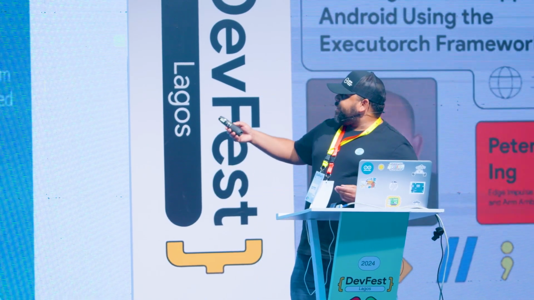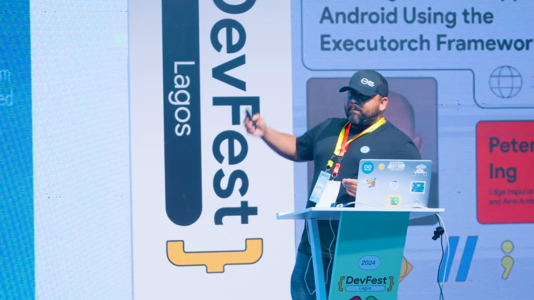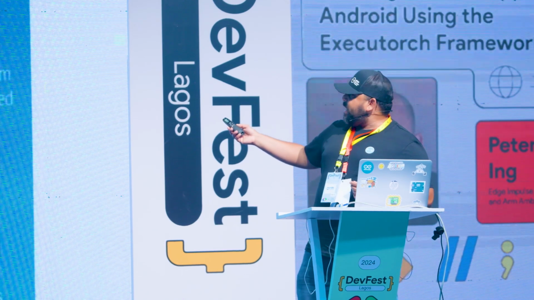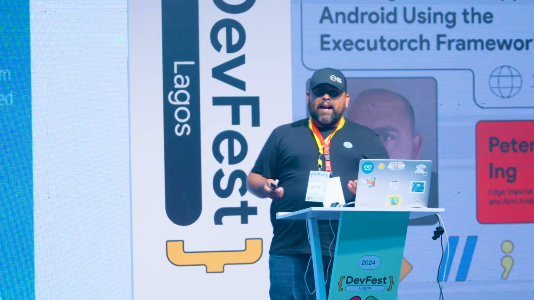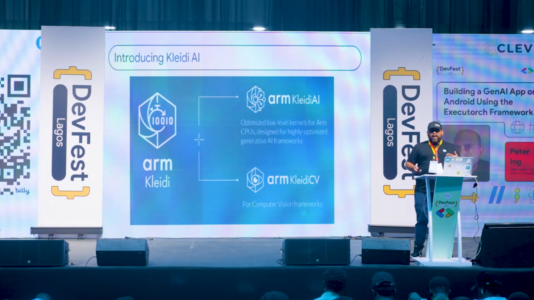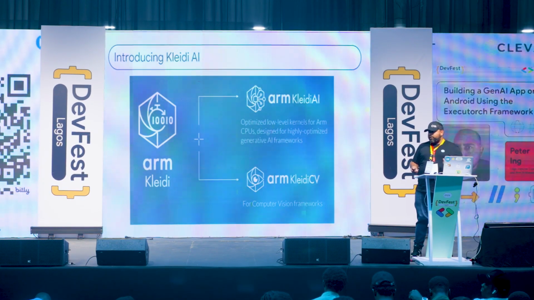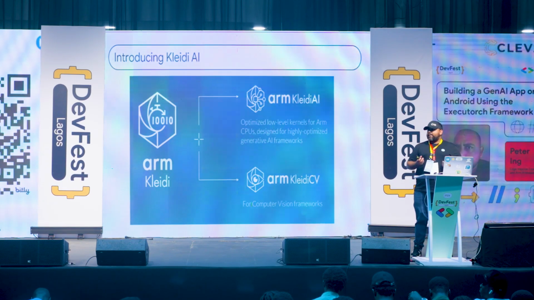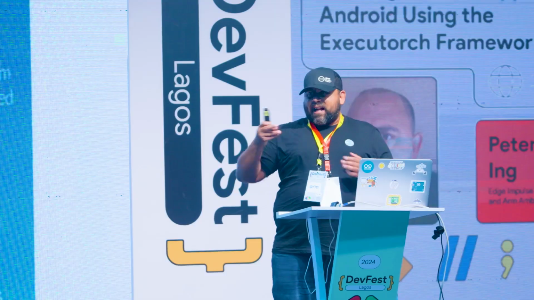So Kleidi consists of two sub-projects. One is KleidiAI, and essentially what KleidiAI is, is the operators for matrix multiplication that have been handwritten in assembler language and tuned and put into Executorch as a delegate in XNNPACK. So it comes there in the background.